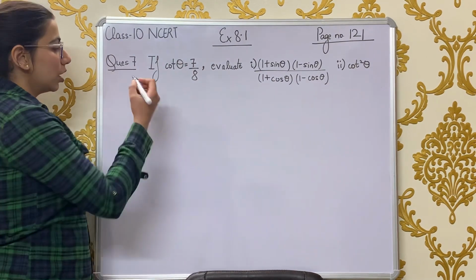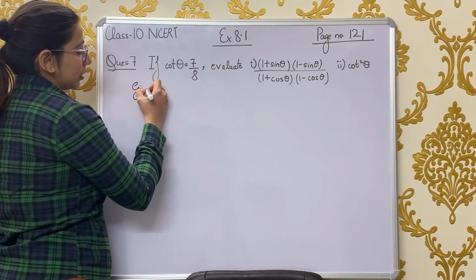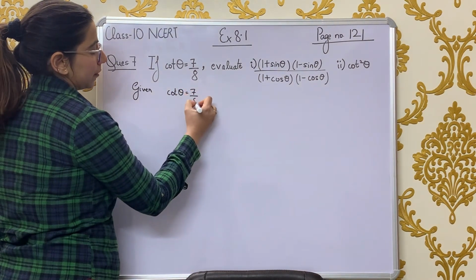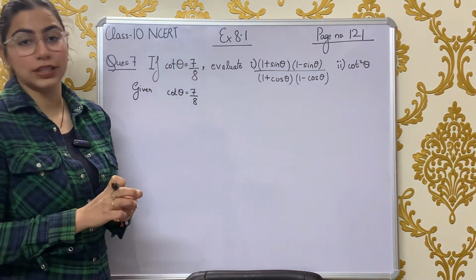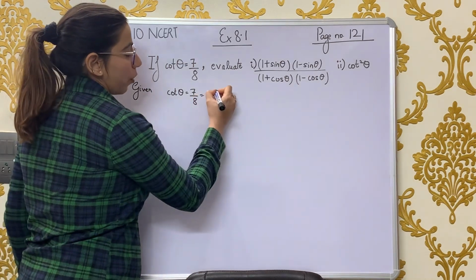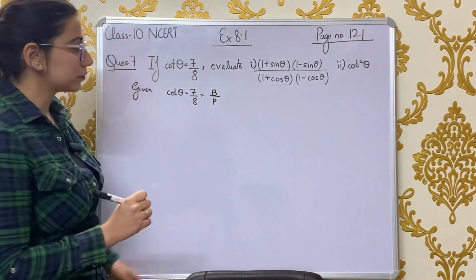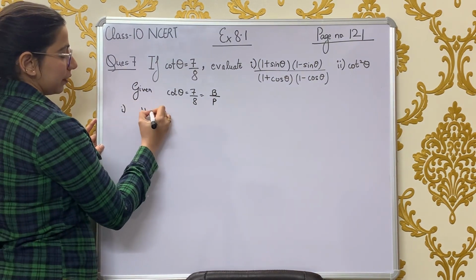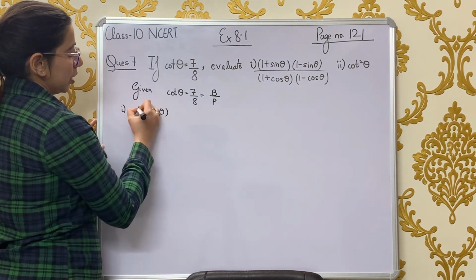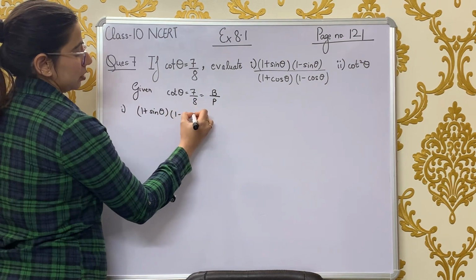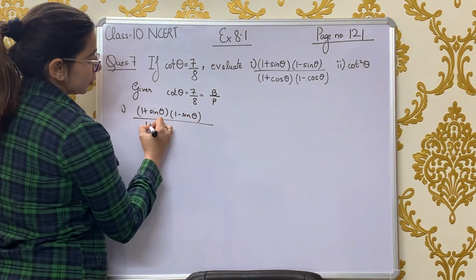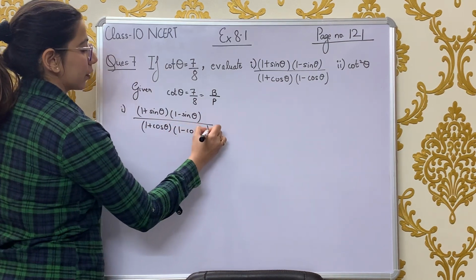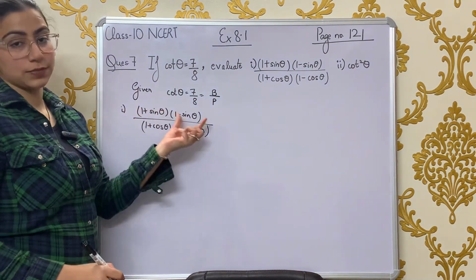So let's start with what we are given. We are given that cot theta is equal to 7 by 8. We also know that cot theta is equal to base upon perpendicular. Now let's start with the first part. We are given (1 plus sine theta) into (1 minus sine theta) upon (1 plus cos theta) into (1 minus cos theta). We see that the terms are similar.